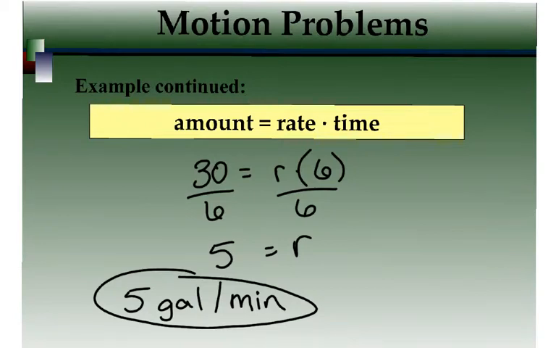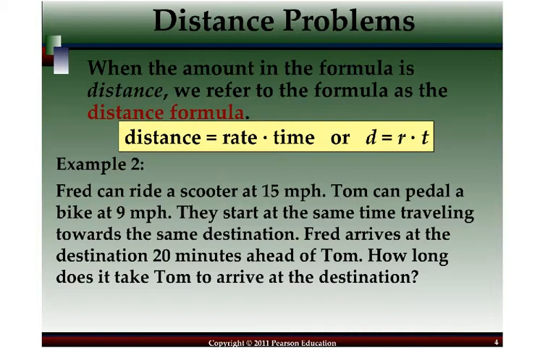So the next one is going to be about distance. Distance problems use this formula right here. Distance equals rate times time, or D equals RT. Again, here we have an example. It says, Fred can ride a scooter at 15 miles per hour. That's our rate.